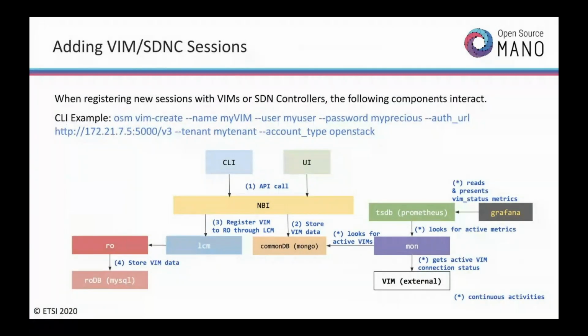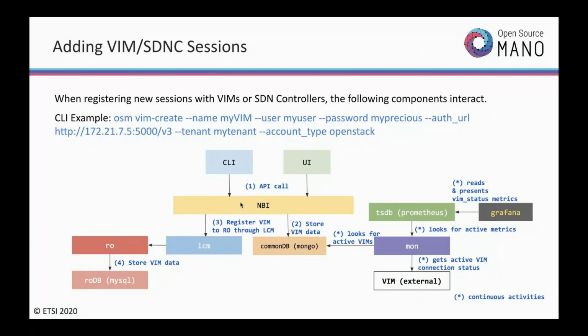When we want to start launching network services, we need a VIM, right? So one of the first things we do in OSM is create a VIM. Which components interact with each other when we create a VIM like this? For example, OSM vim-create, where we specify the user, password, and the URL for OpenStack, or we do this same thing through the dashboard.